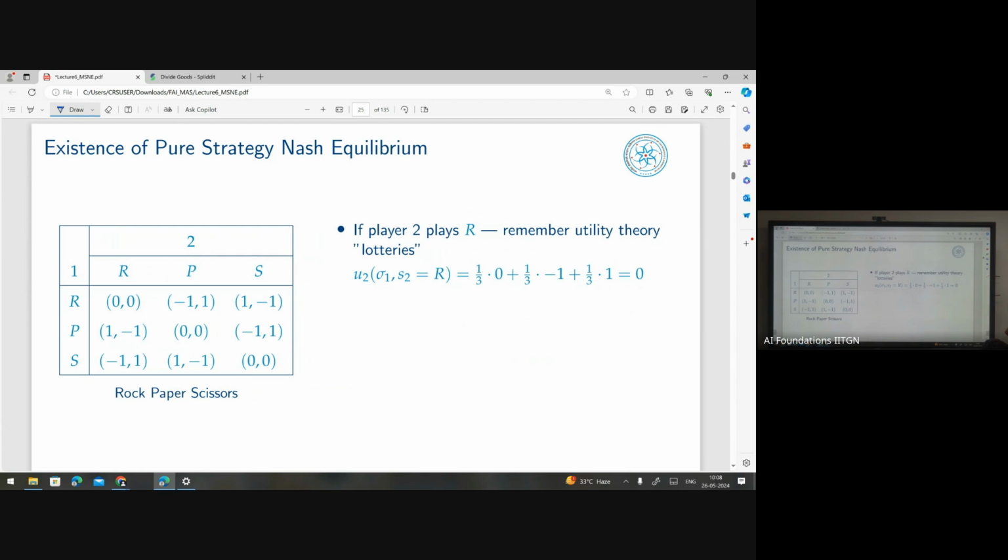Now, the utility that player 2 gets when it plays strategy R is 1/3 times 0, 1/3 times -1, and 1/3 times the utility of 1. Similarly, if player 2 sticks with the strategy paper, it gets 0, and if it sticks with strategy scissors, it gets 0. Right? I hope this is clear. Now, it doesn't matter, right? All three strategies are getting the same utility. So will player 2 play only R?